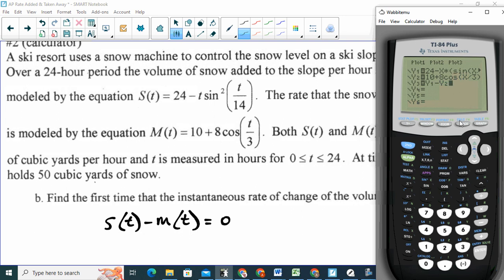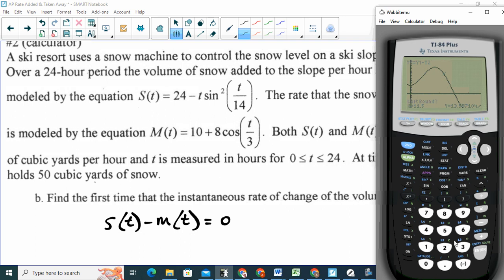If we graph right now, it's going to graph all three of these. We only want to work with y3. So let's turn off graphs 1 and 2, take a look at what our graph looks like. We're looking for the first time that it is equal to 0. It's actually only equal to 0 once over those 24 hours.